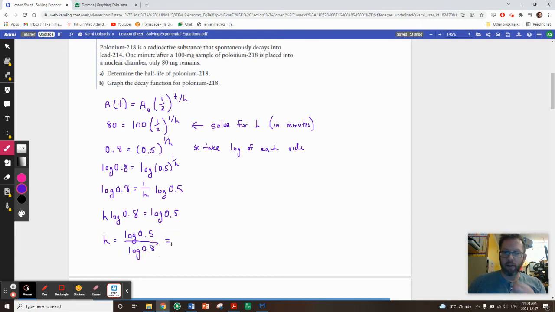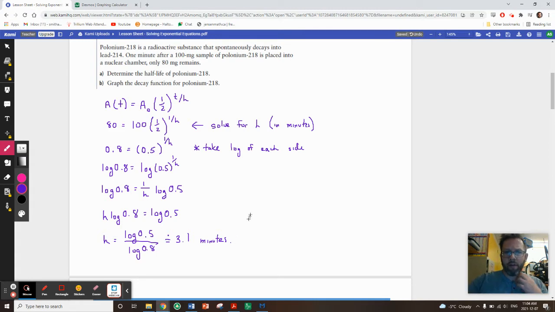But let's get this into something that we can actually interpret. Log 0.5 divided by the log of 0.8. And when you do that, you get about 3.1. And again, this would be in minutes.